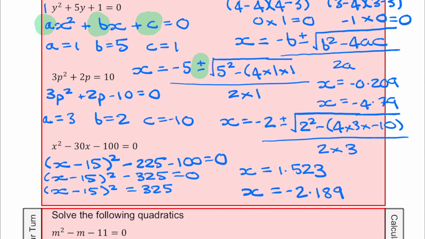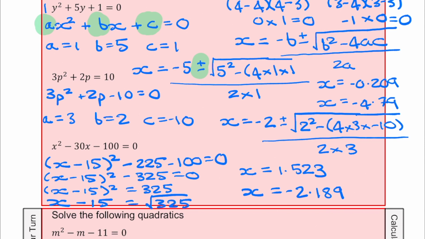And my next step to getting x on its own is to get rid of the bracket, which means I need to get rid of the squared because the whole bracket is being squared. And what is the inverse of squaring? Of course, it is square rooting. So we're going to have x minus 15 equals the square root of 325.